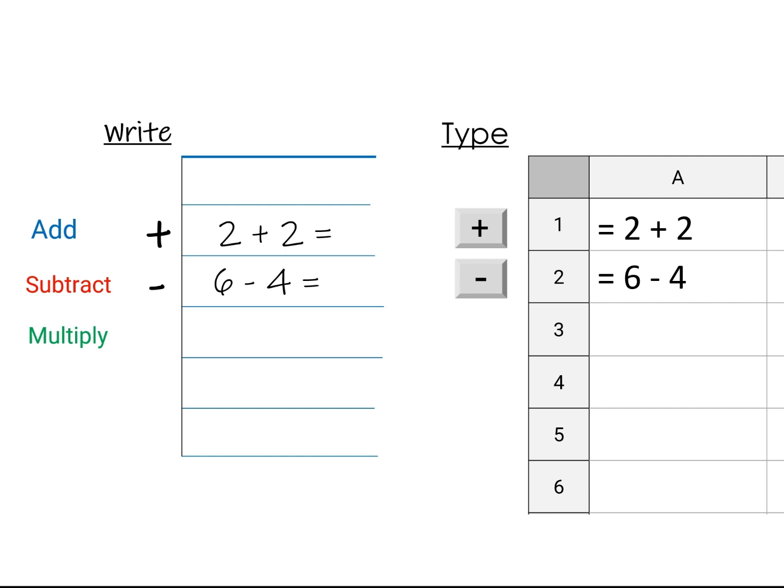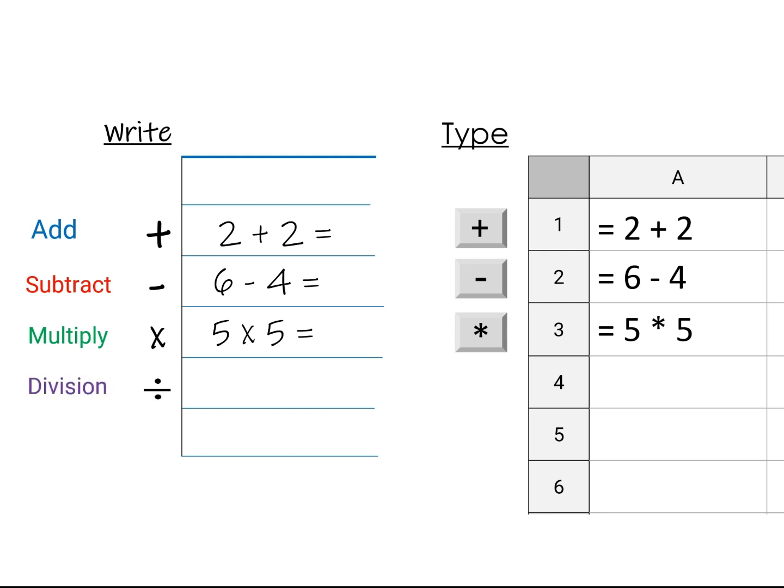Now, for multiplication, it's a little different. We commonly use an X to signify multiplying, as in 5 times 5 equals. On a spreadsheet, instead, we are going to use the asterisk symbol. This symbol is almost always on the number 8 key, and you would hold down Shift and press the number 8 to get this symbol. And in the spreadsheet, it would look like this: equal 5 asterisk 5.